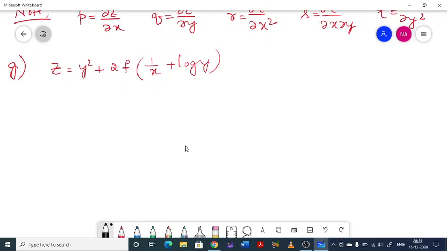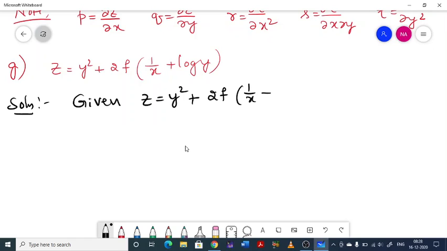We need to find the PDE out of this one. Solution given: z equal to y square plus 2f of 1 by x plus log y. Call this as equation 1.